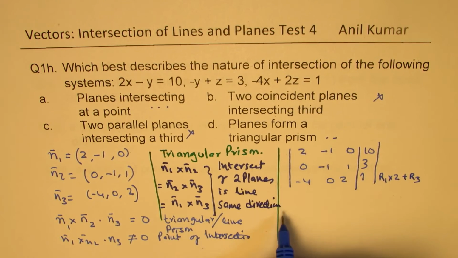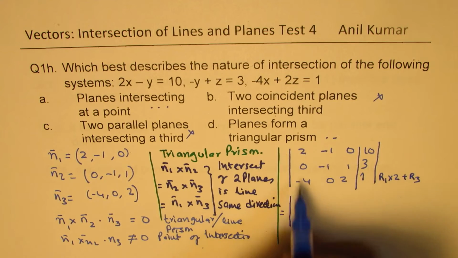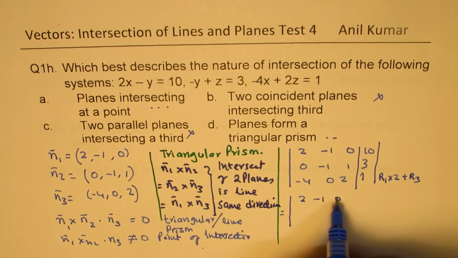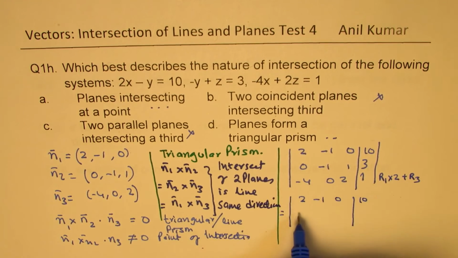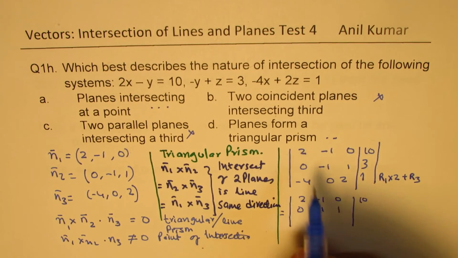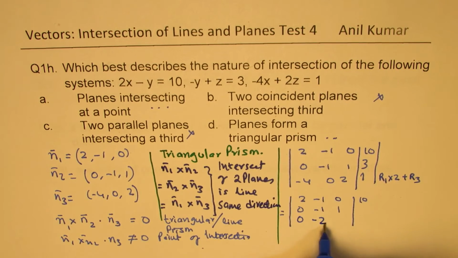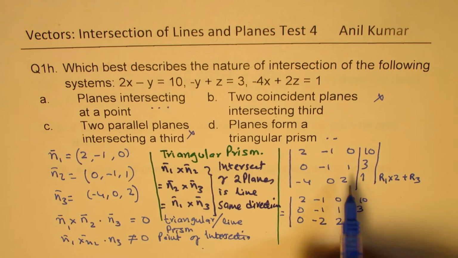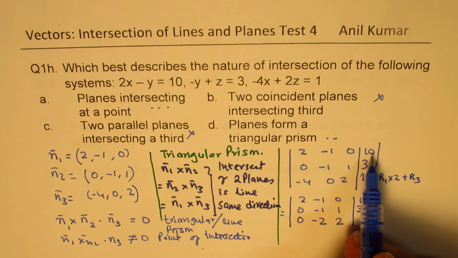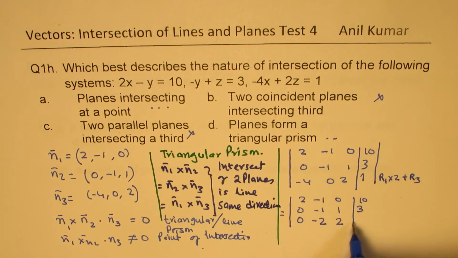Okay, so let's do it. Once we do that, we get 2 minus 1 0, and this is 10. We already have a 0 here, so no need to worry. Multiplying by 2 gives us 0 here. 2 is minus 2, so we get a minus 2 here. And that remains at 0. This is 3. Multiplying this by 2 and then adding will give us 21 here, right? Okay.